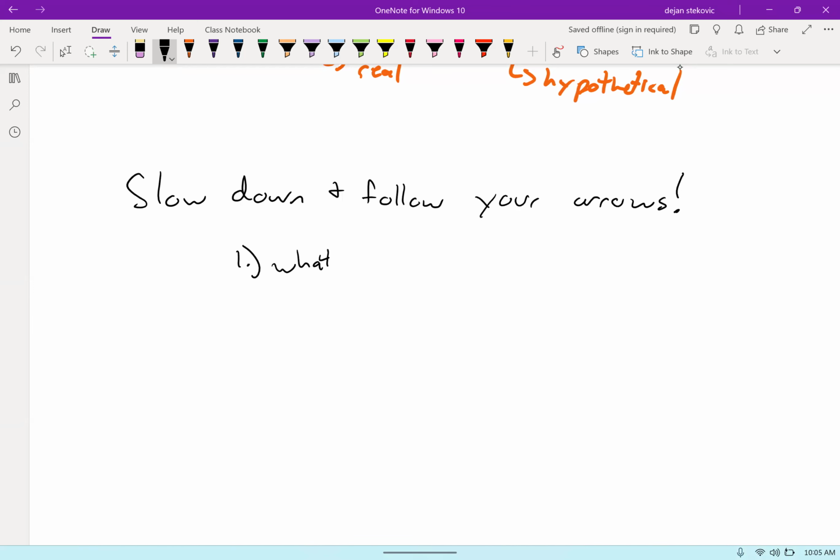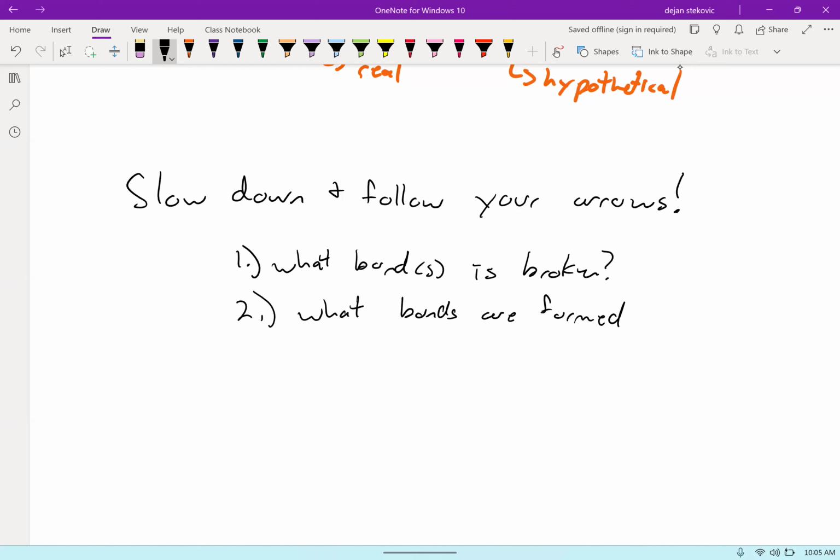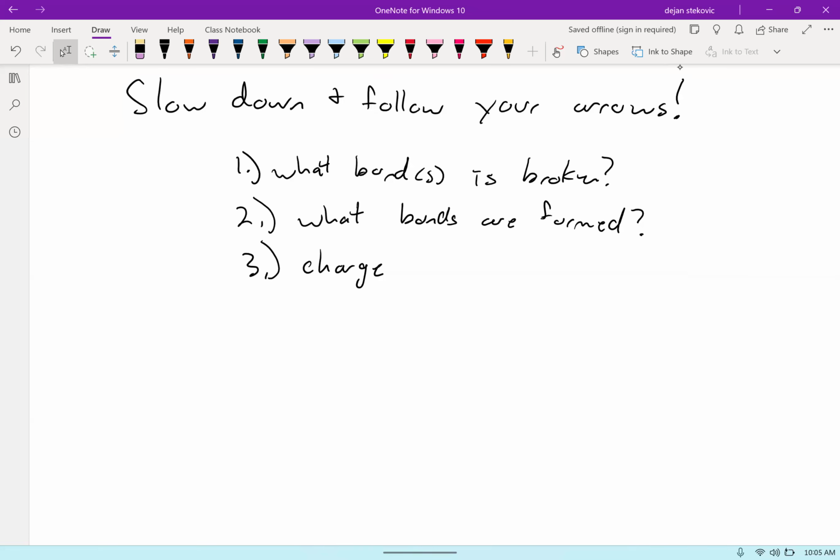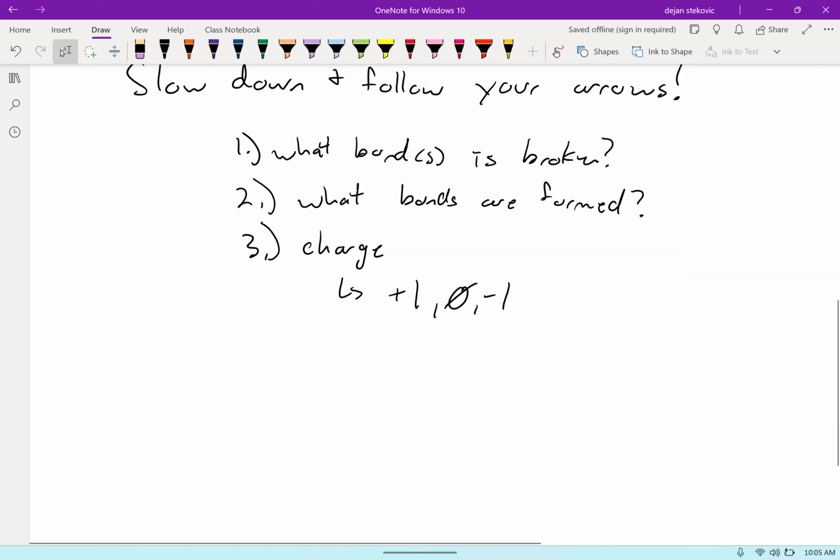So the questions that you want to ask yourself when you're reading these diagrams is what bond is broken? Maybe there's more than one. And then the other thing that we want to understand is what bonds are formed. And then what comes with that is also we need to think about the charge, right? And in organic chemistry, we don't see too many charges. We'll generally only see +1, 0, or -1, right? Those are the three main charges of our compounds.